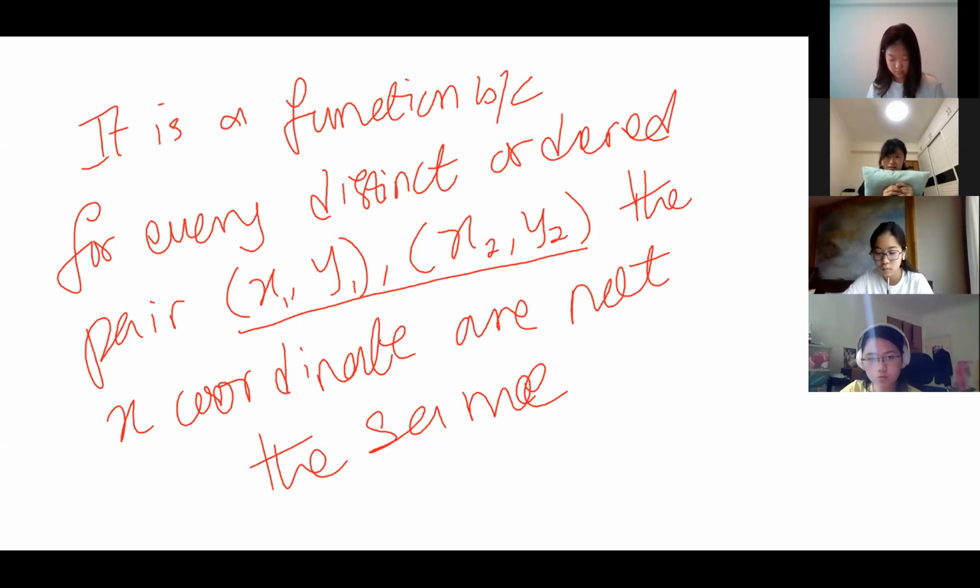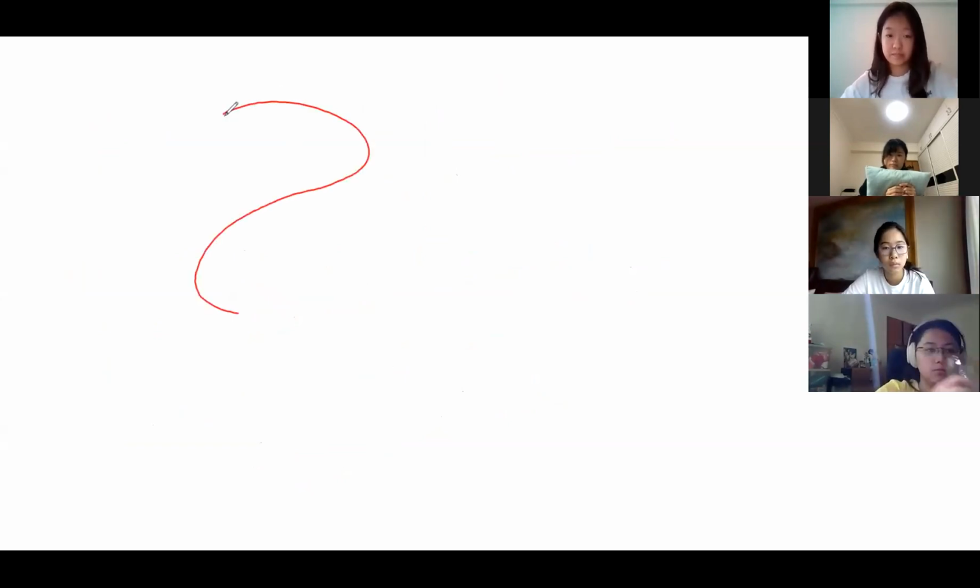It means if you find the inverse, for just one x coordinate, you have different y values. That's weird, isn't it? It's like a spiral. It looks like this. It's like having something like this. Maybe not.